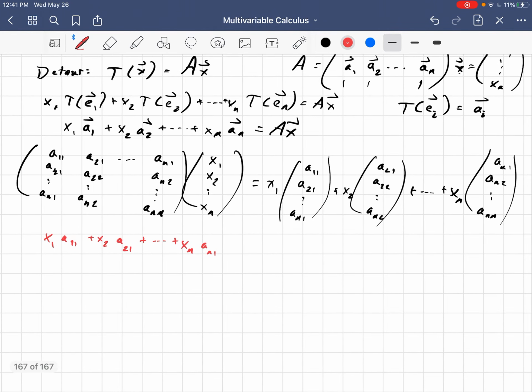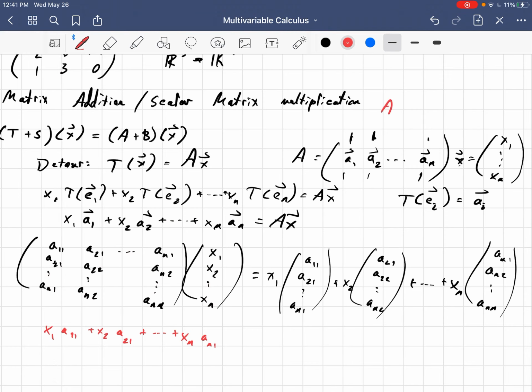So if I consider the matrix instead as A being equal to, I'll use capital letters for the rows instead. So A sub 1, A sub 2, and it doesn't have to, the number of rows doesn't have to equal the number of columns, so I'll say A sub m.